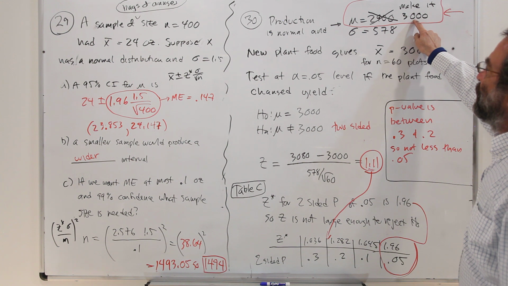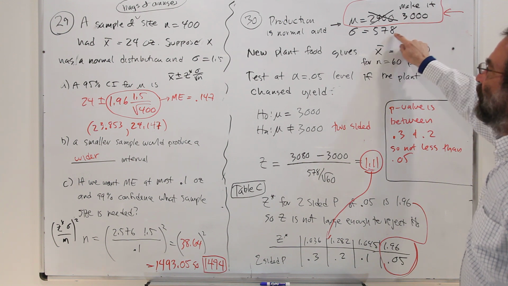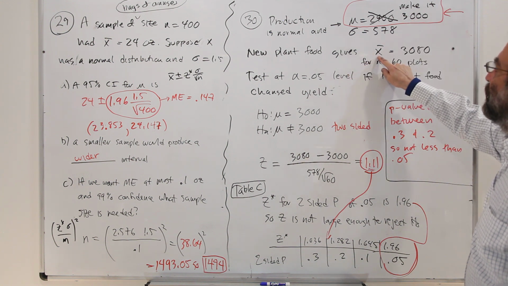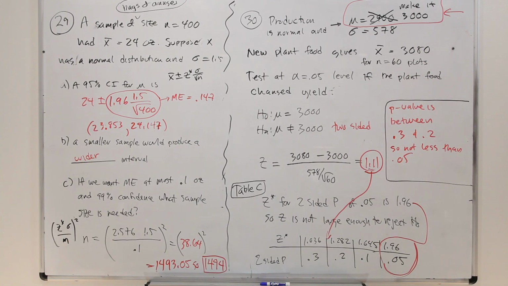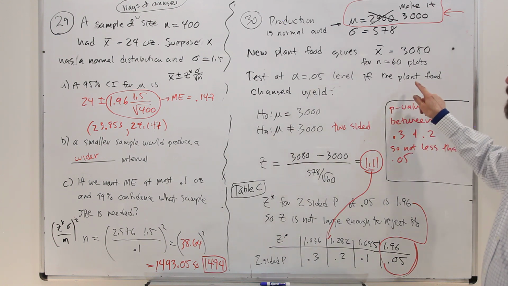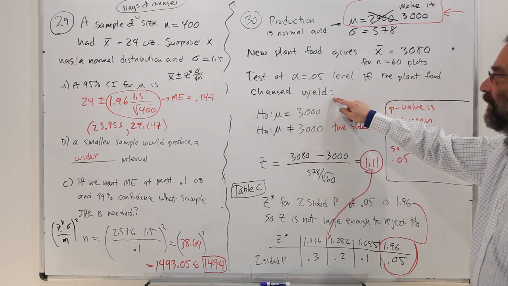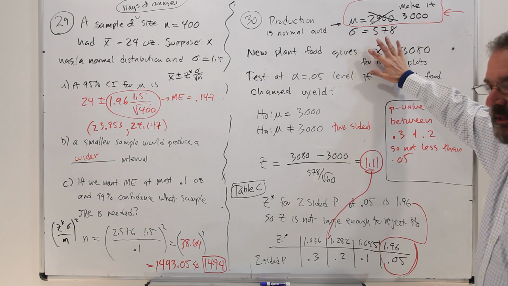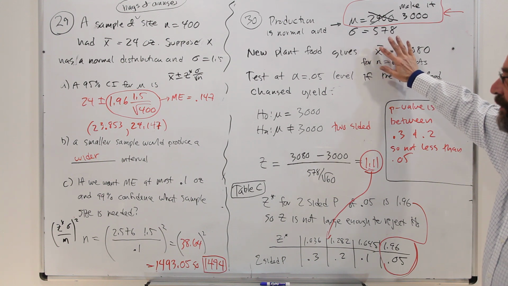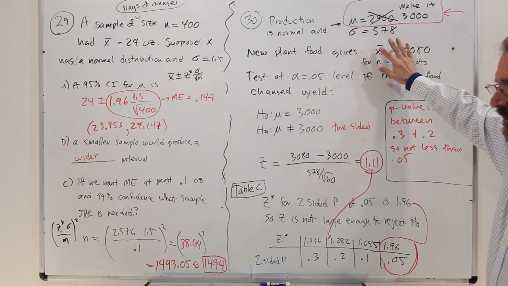So 3,000 is typical production, sigma is 578. A new plant food gives a sample mean of 3080. So that's slightly bigger than 3,000. That's pretty good news. We averaged over 60 plots. That's quite a few plots to think about, and we're going to test at the 0.05 level if the plant food changed the yield. So before we did it, we didn't know what was going to happen. Maybe it would go up, maybe it would go down. So we're doing this changing yield calculation.